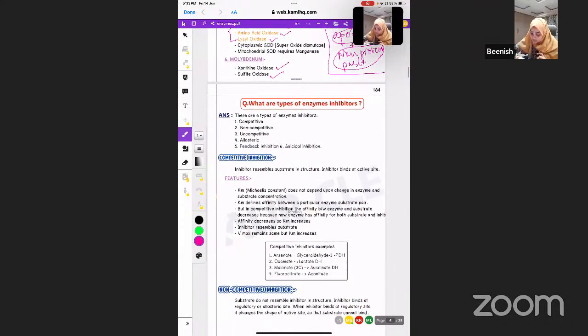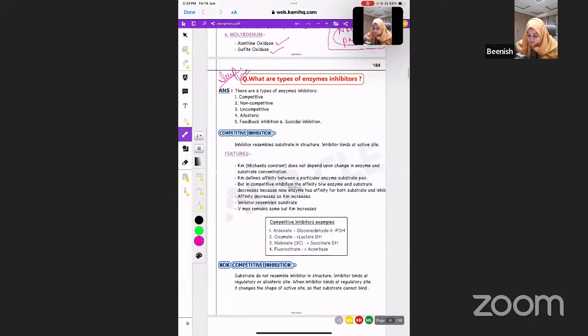Now moving on to the various types of enzyme inhibitors. This is a very important topic, that is enzyme inhibition. The major types of enzyme inhibition, there are 6 major types: competitive inhibition, non-competitive inhibition, uncompetitive inhibition, allosteric inhibition, feedback inhibition, and suicidal inhibition. We're going to talk about each of these one by one.